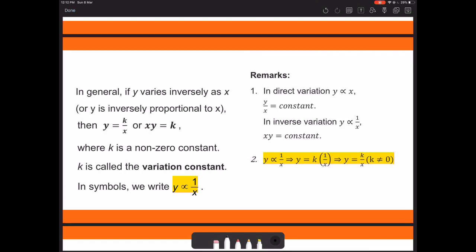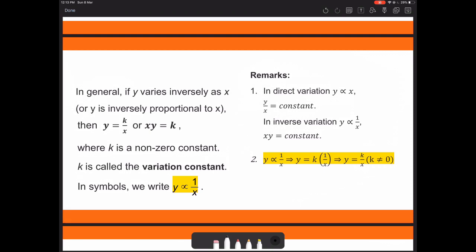Why is k non-zero? Let's think, if k is 0, what happens? If k is 0, y is equal to 0 over x, which is 0. So y is 0 no matter what the value of x is. This is not inverse variation because x and y must be connected somehow. So k is not equal to 0. k is called the variation constant.